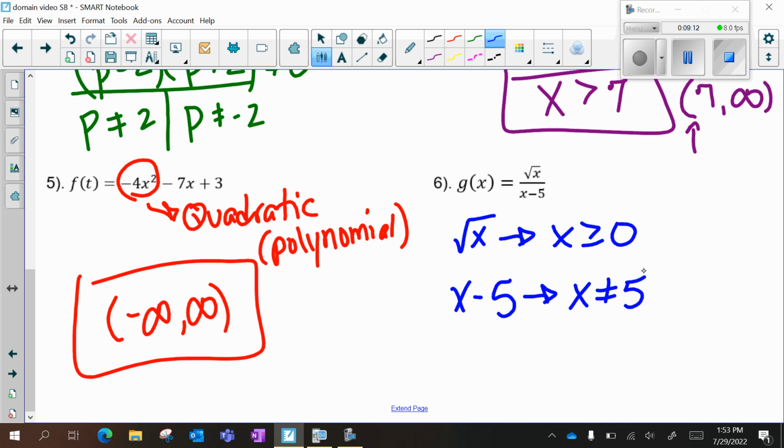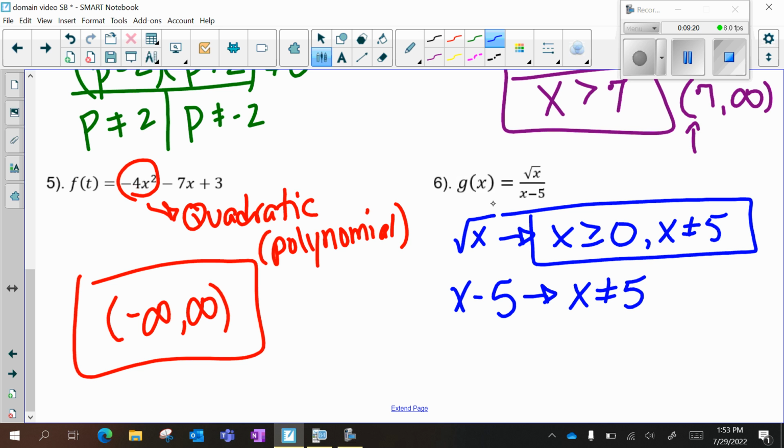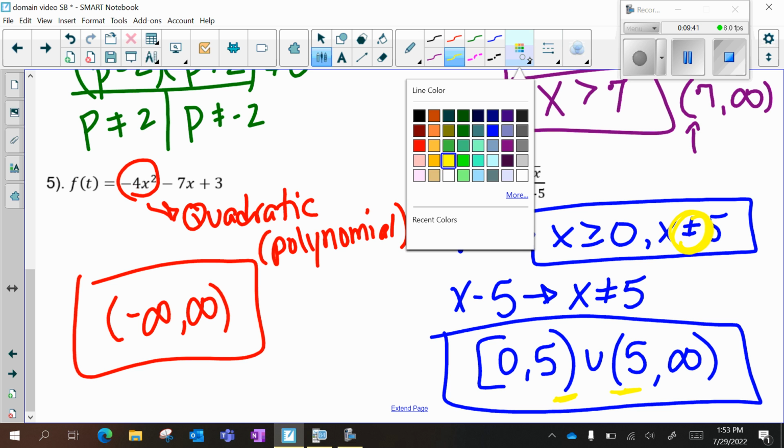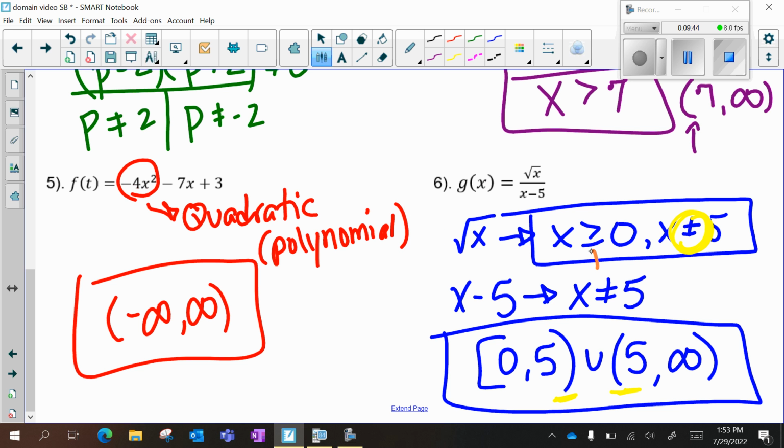So you could put these together like this, but more than likely what you will see is interval notation with it written like this. Now, similar to number 4, I have a parentheses here and here because it can't equal that. But I'm allowed to equal the 0, which is why the 0 has the bracket. So when it can equal, it has a bracket. When it can't equal, it has a parentheses. So those are some examples of your restricted domains.